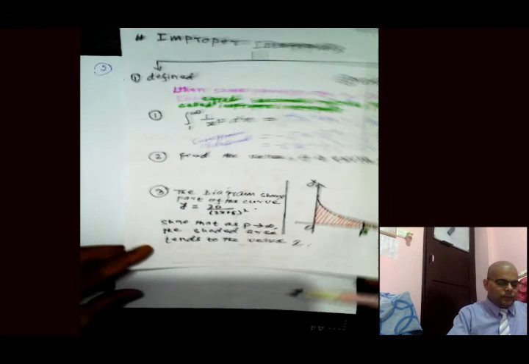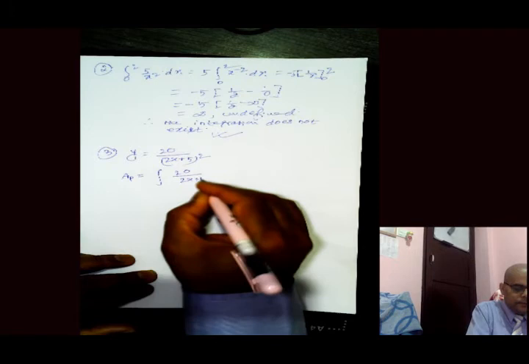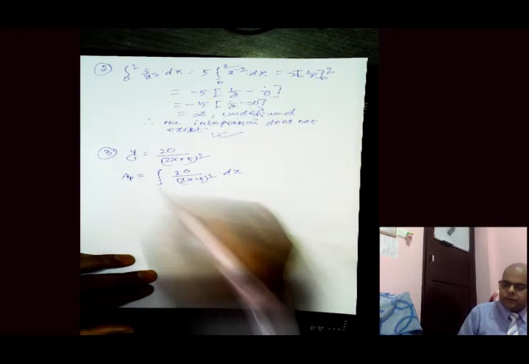So here you can see, first of all your function is given. Question number 3, it is given as y equals 20 by (2x plus 5) squared. Now you have to find the area by integrating. So area up to x equals p. Okay, so you can abbreviate it like A_p or just leave it like A, and then you integrate this function. So this is 20 by (2x plus 5) squared dx from x equals 0 to p.